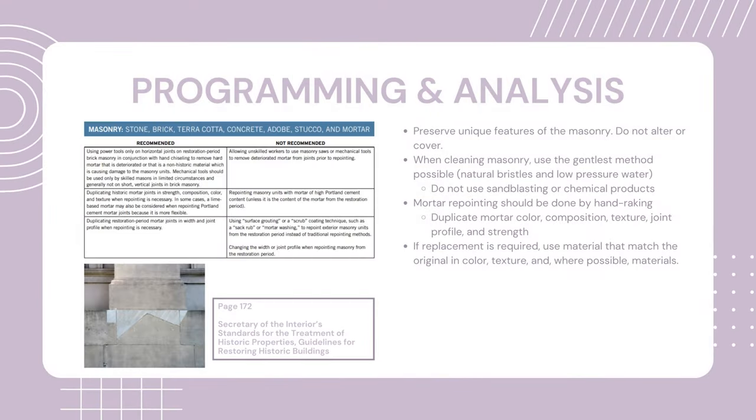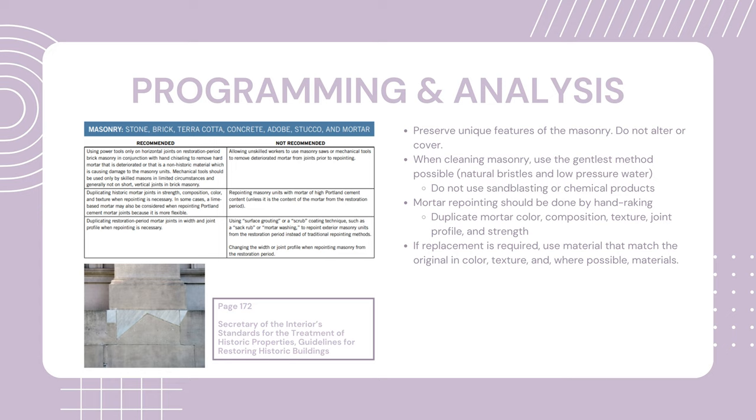The National Park Service developed the Secretary of the Interior standards for the treatment of historic properties. Within these guidelines, it states that no harsh chemicals, sandblasting, hammers, and/or electric blades are to be used on historic properties. Instead, the gentlest method possible should be used, such as cleaning with low-pressure water, detergents, and natural brushes. Mortar repointing is to be hand-raked. Mortar should match the composition, color, texture, and profile.